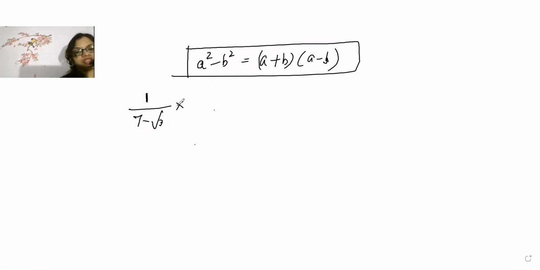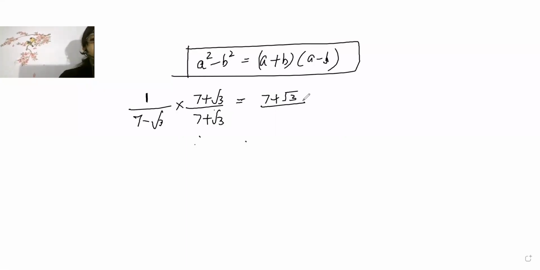7 minus root 3 is there. So what are you going to multiply with? 7 plus root 3. Very good. Vishal, Kanishka, Darshani, Keshav, everyone is correct. Here also 7 plus root 3. Now 1 into 7 plus root 3 will come as 7 plus root 3.